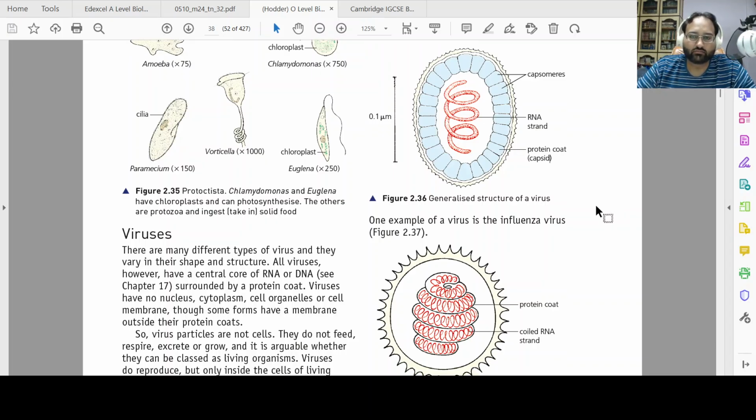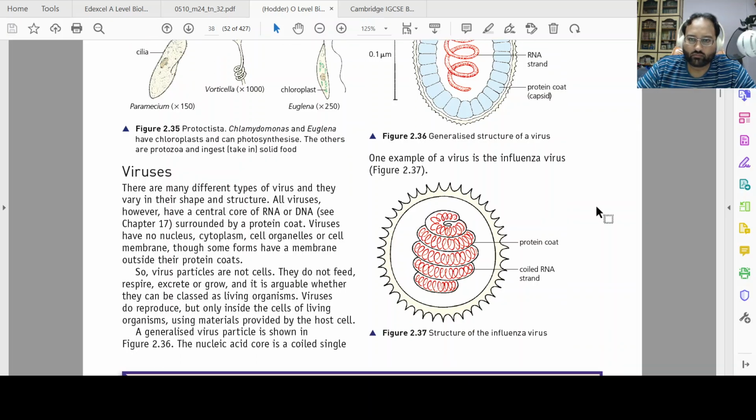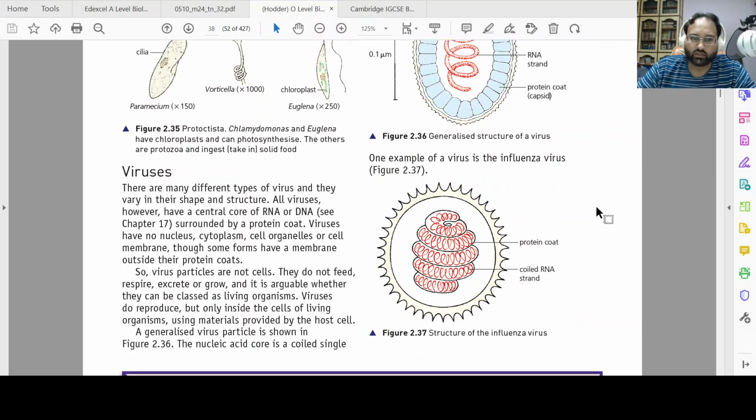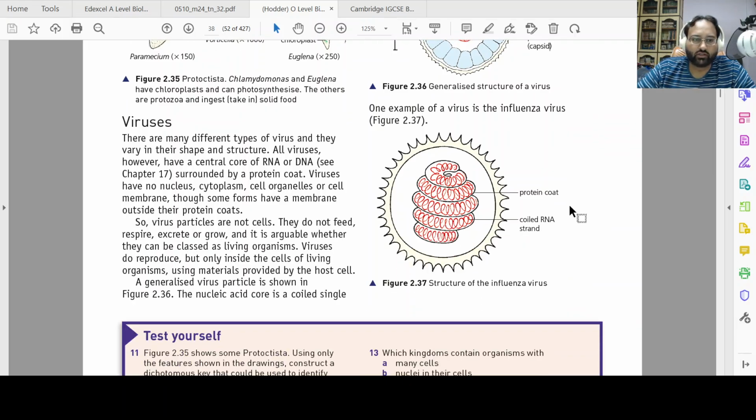Does the capsid also include the outer layer it has, the white thing? Probably, yes. Okay, because I'm getting confused with the protein coat and the capsomeres. It probably does, the way they've illustrated that.